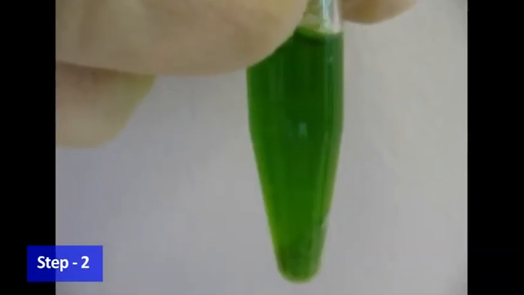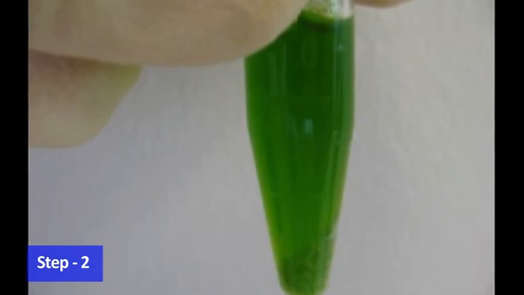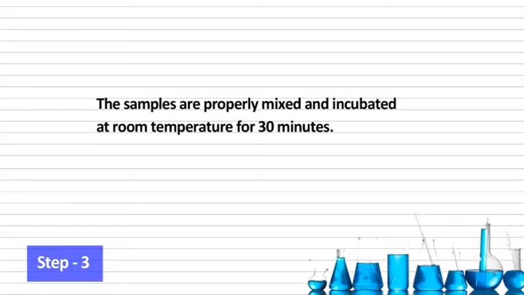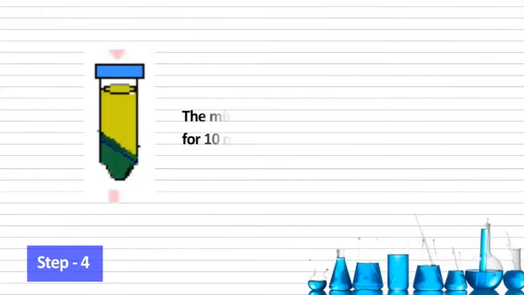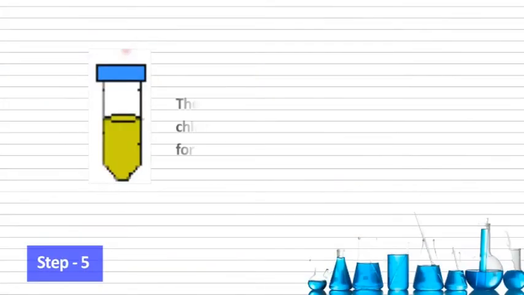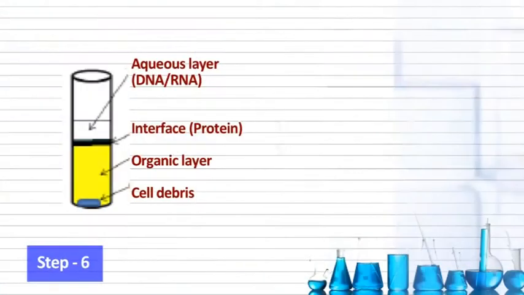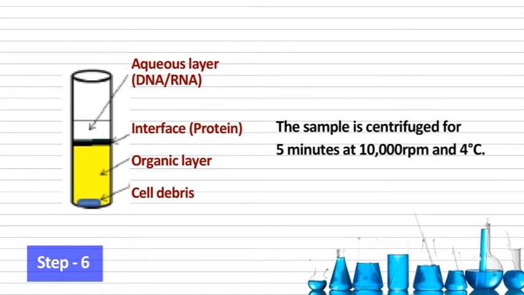The samples are cooled to room temperature and 1 ml of chloroform is added. The samples are properly mixed and incubated at room temperature for 30 minutes. Next, the mixture is centrifuged at 10,000 rpm for 10 minutes at 4 degrees Celsius. Afterwards, the supernatant is mixed with 1 ml of chloroform isoamyl alcohol and incubated for 30 minutes. The sample is centrifuged for 5 minutes at 10,000 rpm and 4 degrees Celsius.